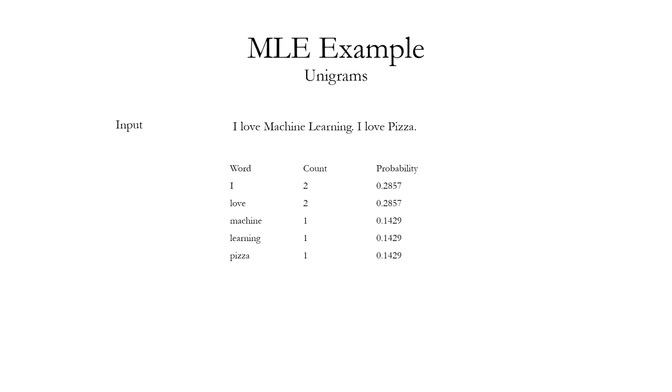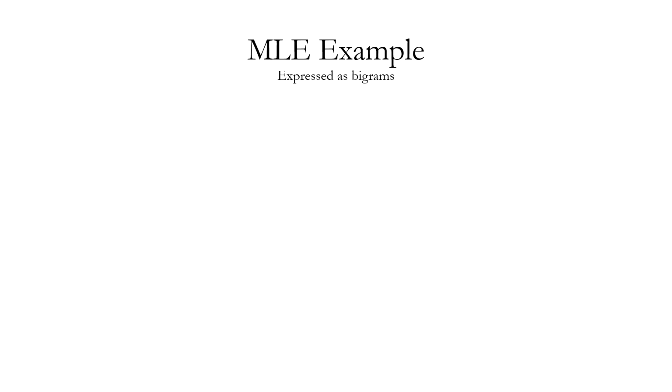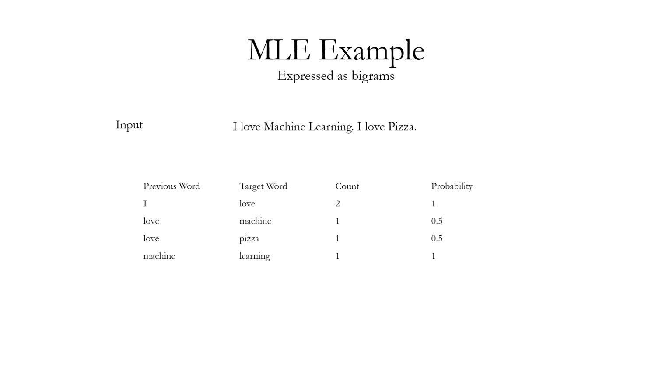I appears twice, love appears twice, machine learning appears once each, and then pizza occurs once. So how do we express this as a bigram? Same input. We get the following table. Okay, so this time we're using two words, right?